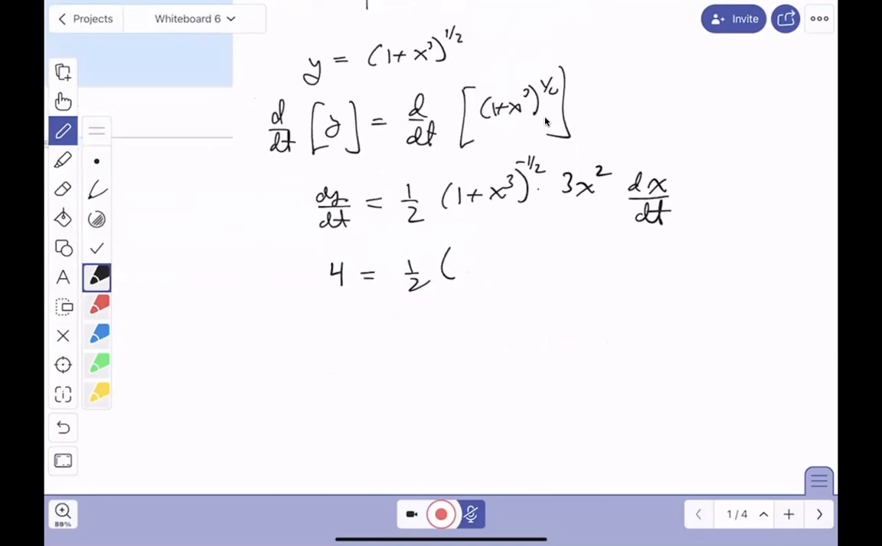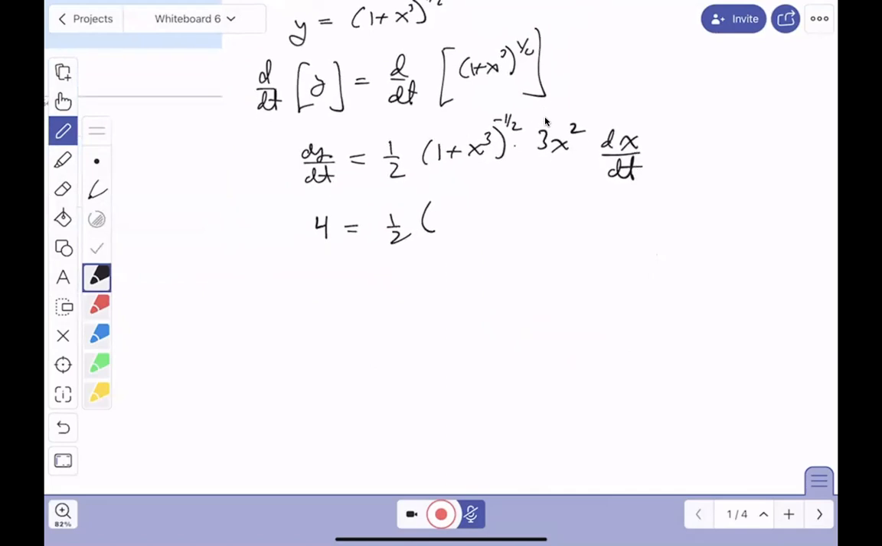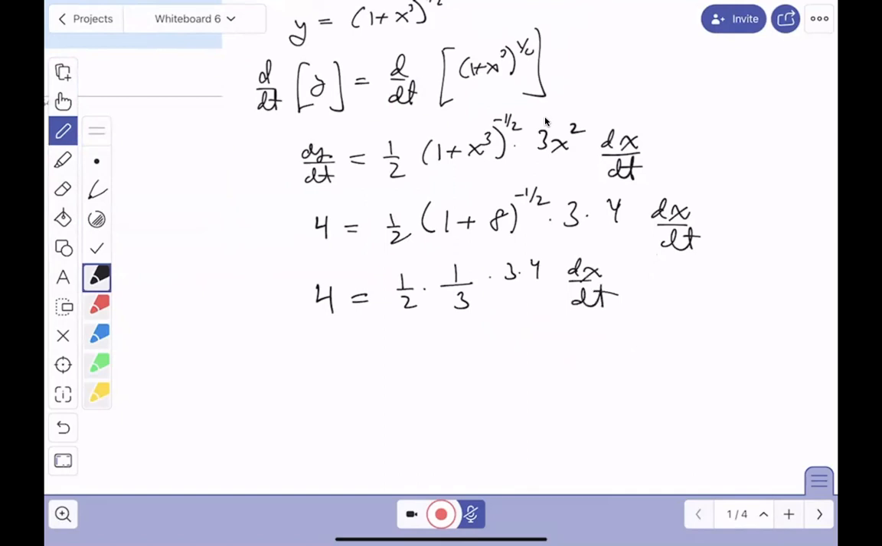So 4 equals 1/2. Do I know what the x is at that point? I sure do. It's 2. So it's going to be 1 plus, well, 2 cubed is 8. That's to the -1/2 times 3. And again, if x is 2, that would be 4. But I don't know dx/dt yet. Let's see if we can do that. You get 4 equals 1/2. Well, let's see. That'd be 1 plus 8 is 9. That's going to be 1/3 now. And then when you go over here, you get 3 times 4 dx/dt. Well, let me see if I can do that. The 3's cancel. I'm going to divide both sides by 4, multiply both sides by 2. So dx/dt is 2.